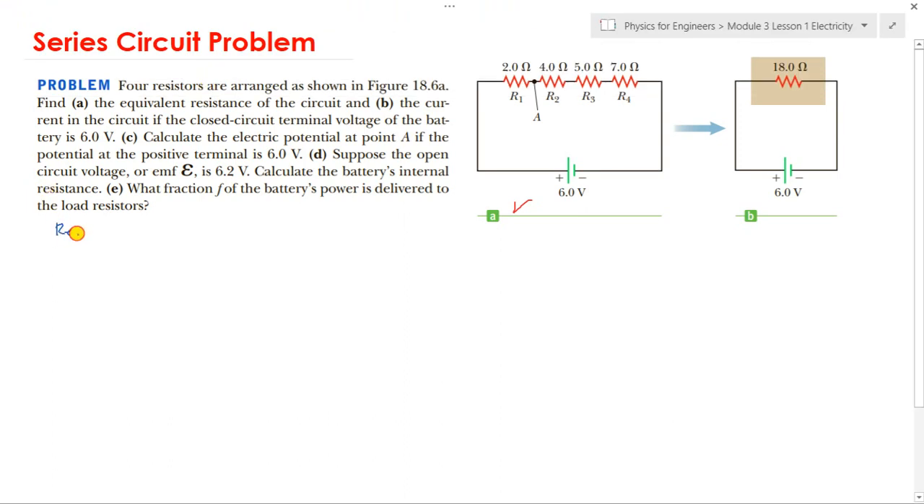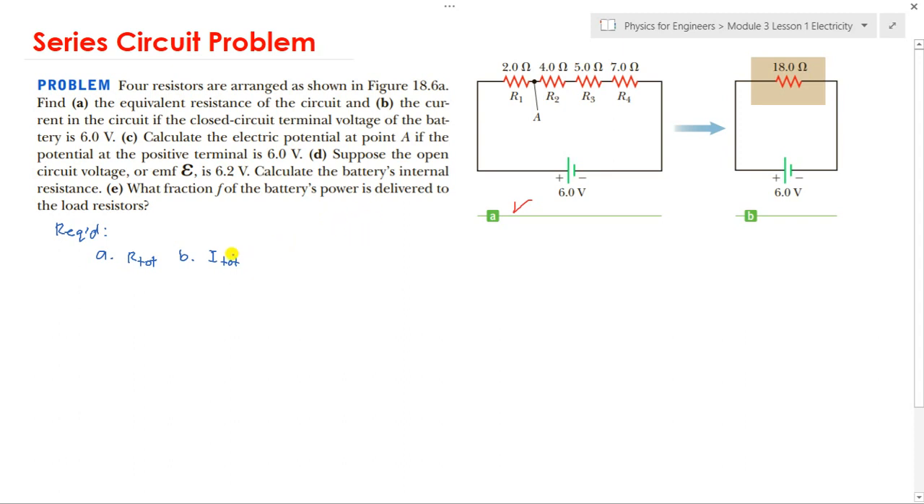So required in this problem for letter A, we're going to find the equivalent resistance of the circuit, that is the total resistance or R total. For B, the current in the circuit if the closed circuit terminal voltage of the battery is 6 volts. So that is the current of the circuit, that is I total.